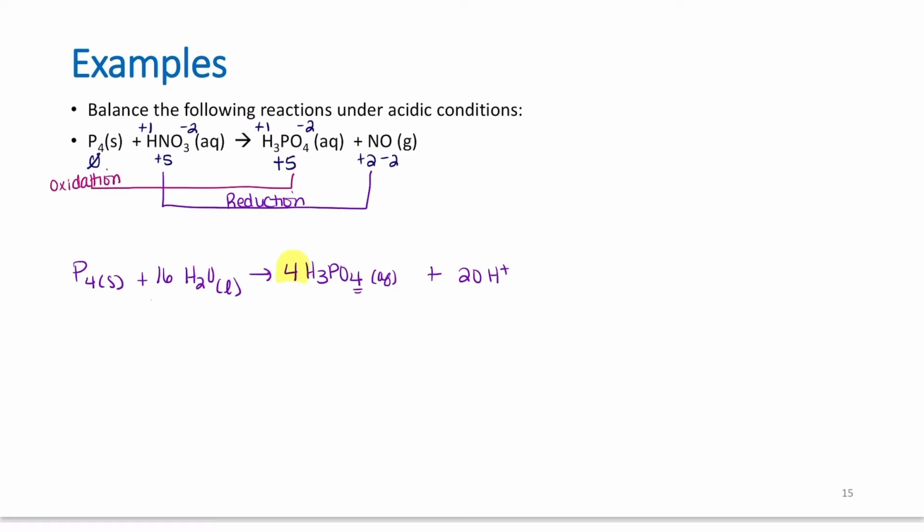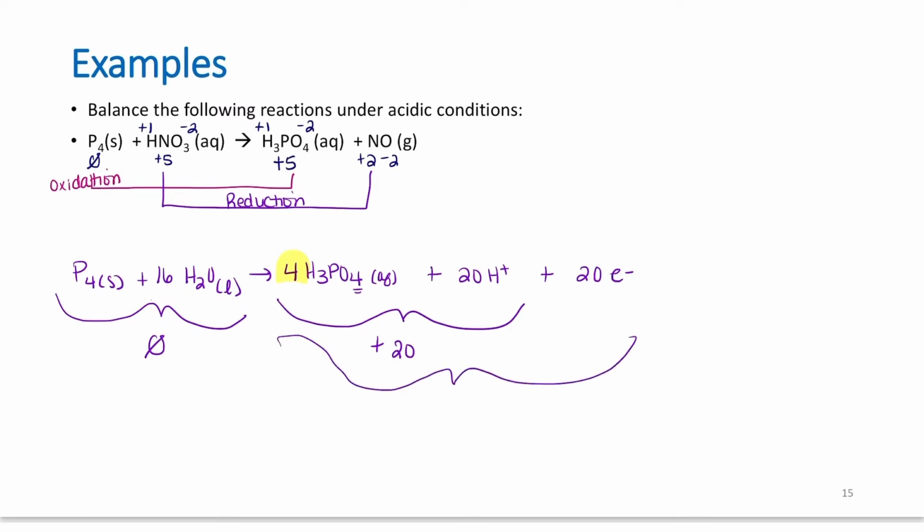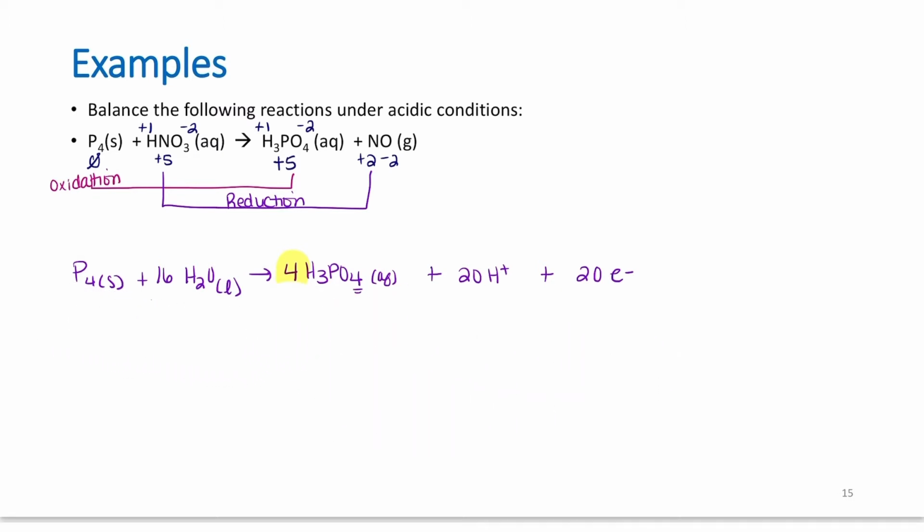Last thing I need to do is balance my charge. Over here, I have an overall charge of 0. P4 is 0, H2O is 0. Over here, I have an overall plus 20 charge because of the 20 protons. So I'm going to add 20 electrons to balance that out. Now I have a 0 charge on both sides of the reaction. My oxidation reaction is balanced.